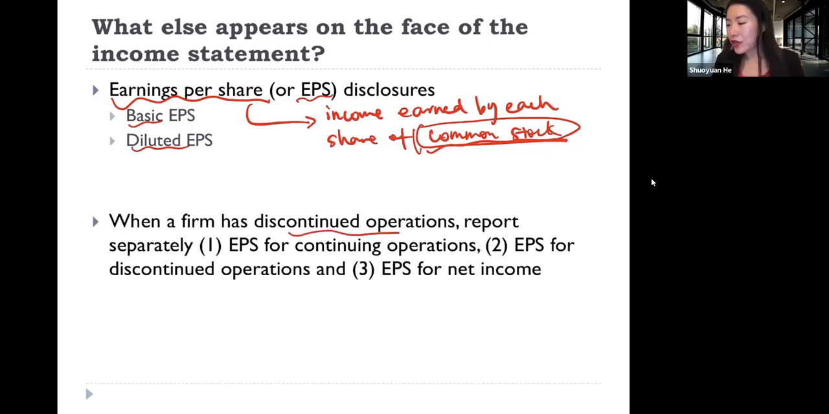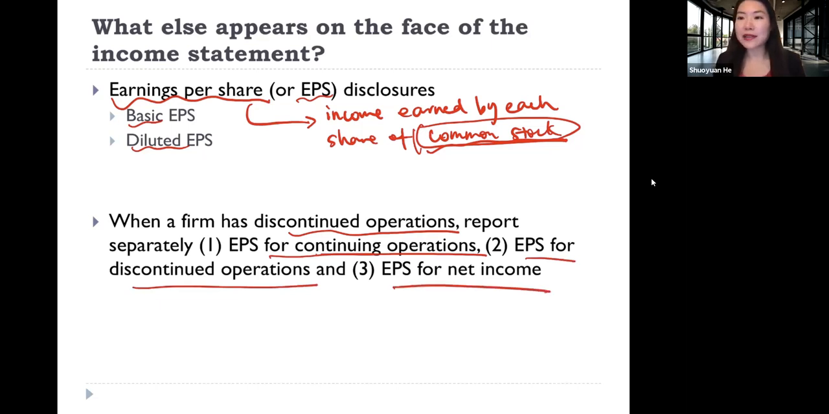When a firm has discontinued operation, the firm needs to separate EPS for continuing operation, EPS for discontinued operation, and EPS for net income. It not only needs to disclose its basic and diluted EPS, it also needs to separate what part of the EPS is from continuing operation, what part is from discontinued operation, and what is the EPS for net income. So as you can see here, separating continuing operation and discontinued operation is very important.